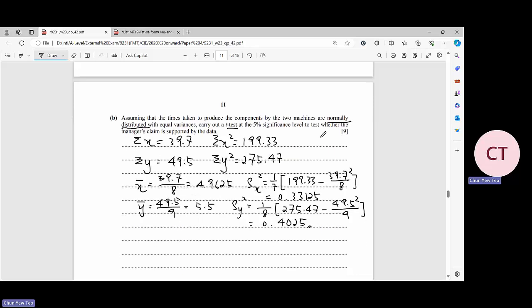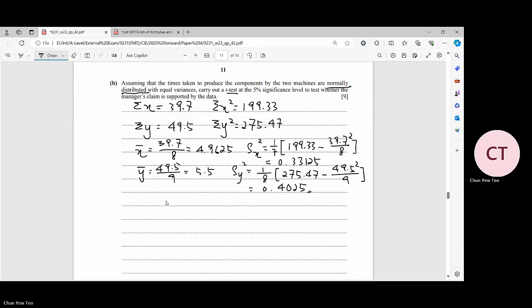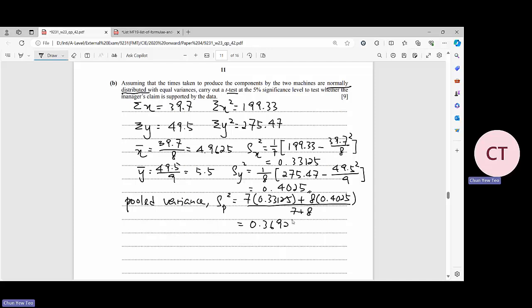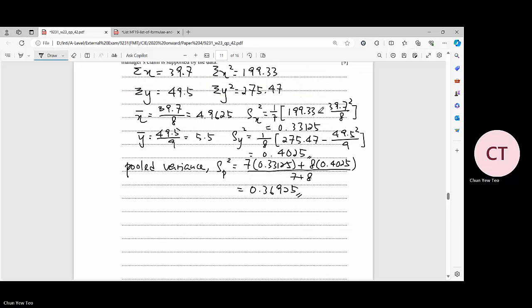Sorry for the mistake. Now this is a small sample, so we need to find the pooled variance, S_p square. So the pooled variance will be 7 multiplied by 0.33125 plus 8 multiplied by 0.4025, divided by 7 plus 8. Press the calculator, you get 0.36925. That is the pooled variance. Now, we are ready to do the hypothesis test.